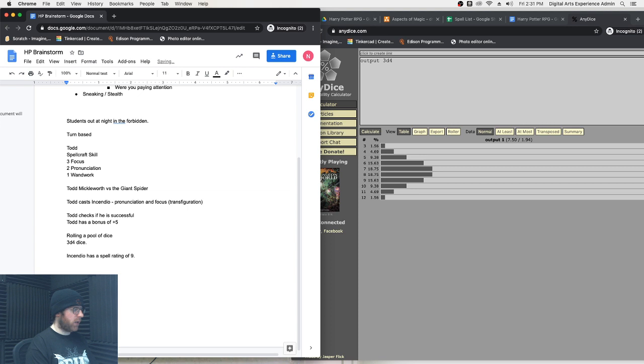So let's see here. Let's say he rolls 3d4, rolls a 6 plus 5, which equals 11. And then Incendio has a spell rating of 9, so the spell is successful.